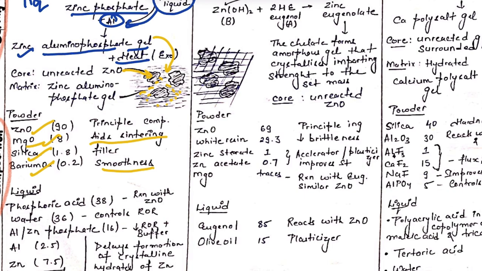It's not that difficult to remember. Zinc oxide you studied in the reaction, so you know that it has zinc oxide. Something similar, magnesium oxide is also there, that aids in sintering. Then you have silica, so that is filler providing strength, and then you have barium oxide for smoothness, okay?